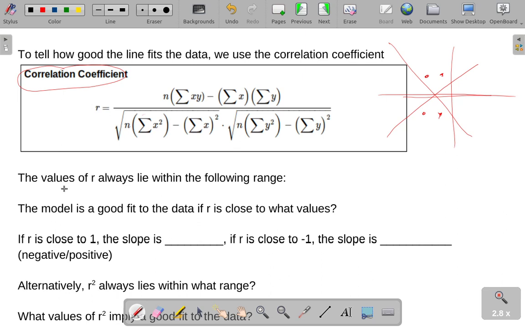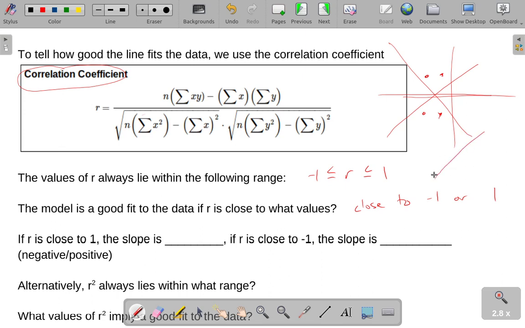In general, the value of r always ends up being between -1 and +1. So no matter what's going on, what line you get, how well it describes the data, r is always going to be between -1 and +1. This is a little bit strange. R is actually showing that it's a good fit to the data if it's towards the extremes of that range. So if it's close to -1 or to +1, it's kind of weird.